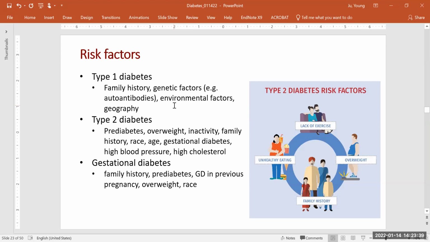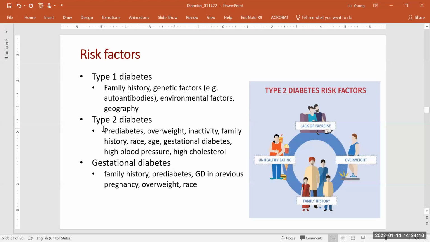Certain genetic conditions, such as the presence of damaging immune cells called autoantibodies, may increase the risk of developing type 1 diabetes, but not everyone who has these autoantibodies develops diabetes. Certain countries, such as Finland and Sweden, have higher rates of type 1 diabetes. We don't know the reason.